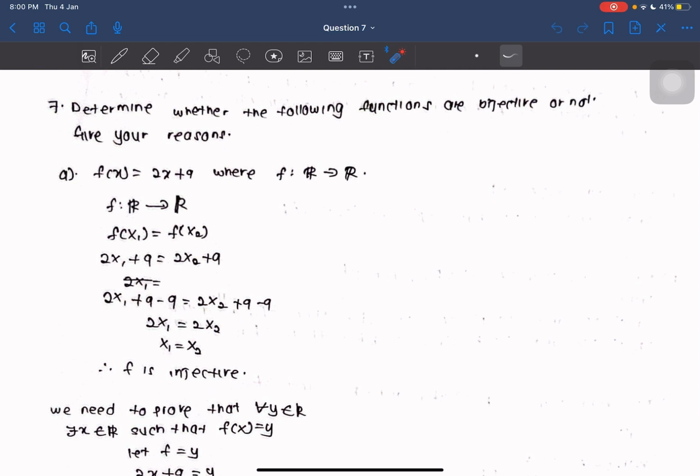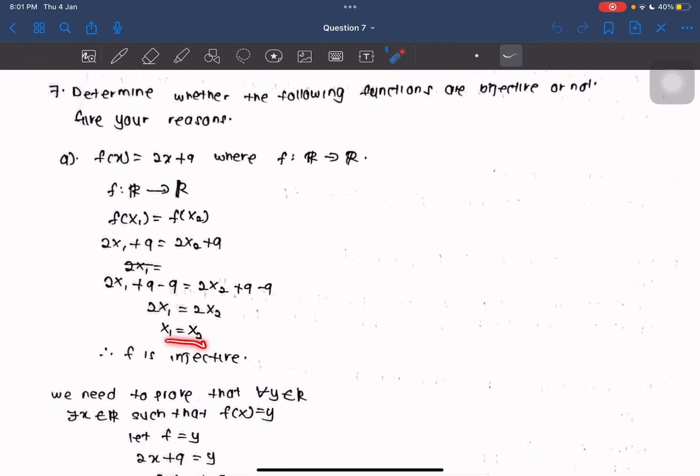So for question 7, determine whether the following functions are bijective or not. Give your reasons. If you want to know whether a function is bijective, you need to find that the function is both injective and surjective, because a function is bijective if it is both injective and surjective. So for question A, f(x) is equal to 2x plus 9. We need to find whether the function is injective first by using the definition where f(x1) is equal to f(x2). Just substitute the function into both sides, and then we find that x1 is equal to x2. So hence the function is injective.